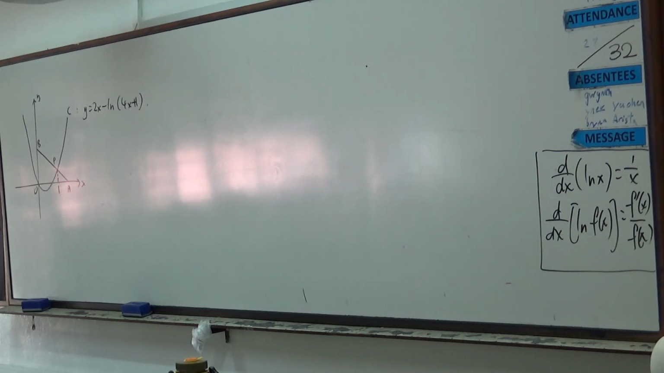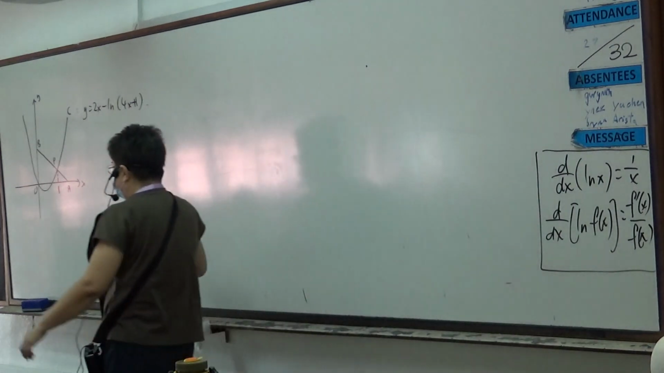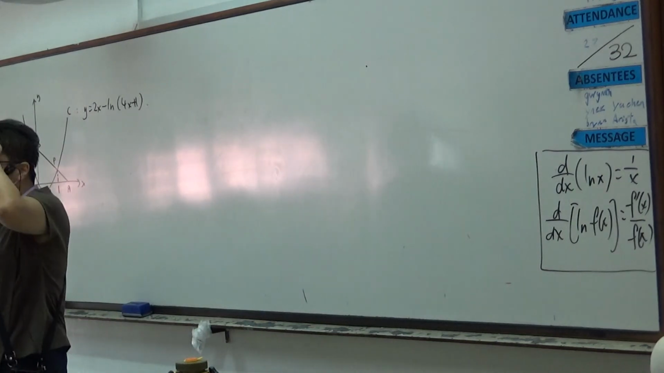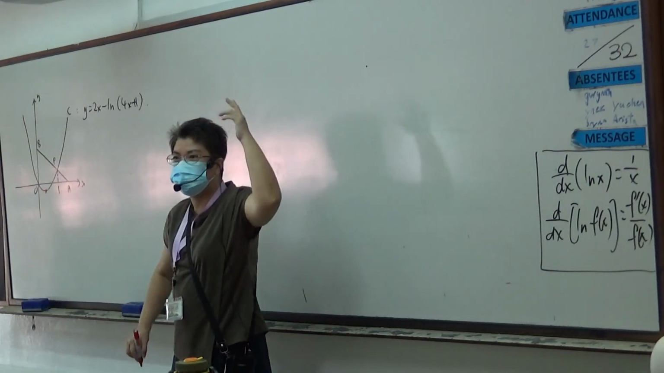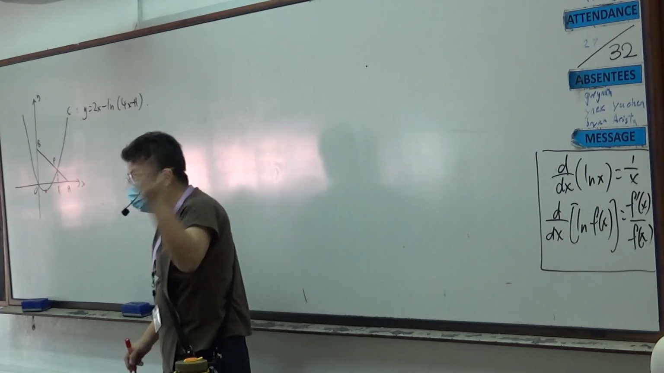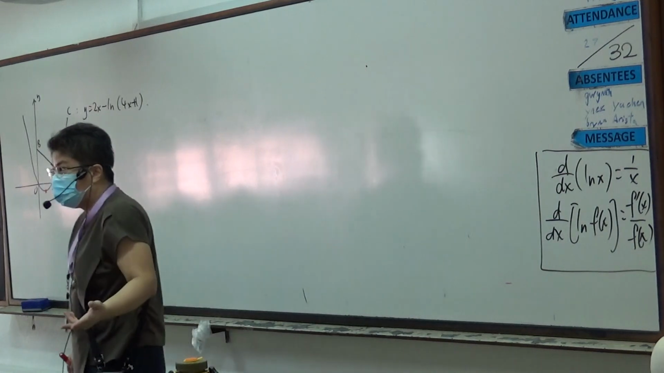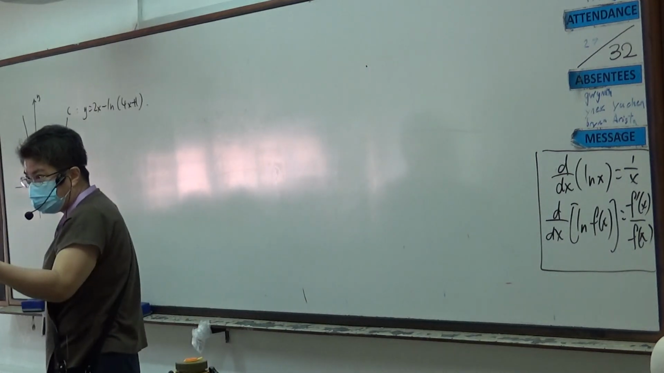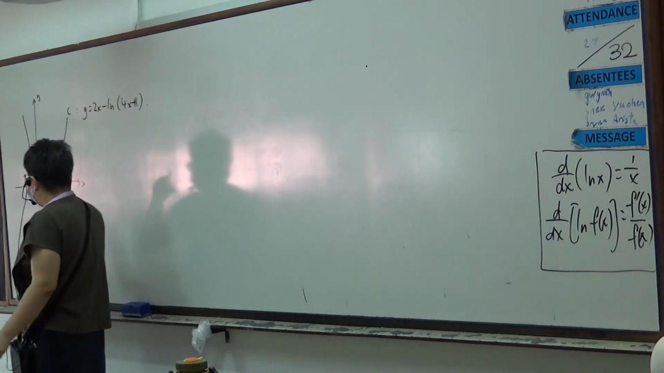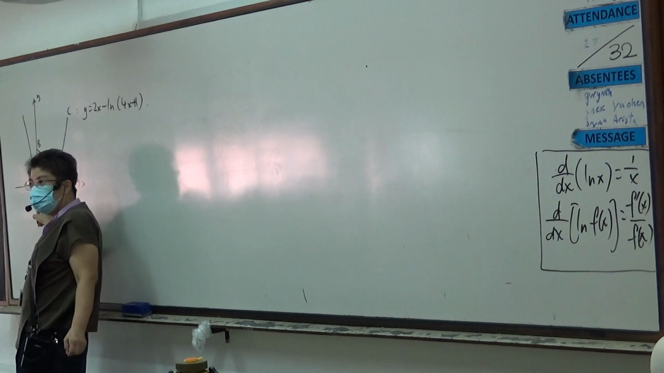Find the exact coordinates of the minimum point of C. That means I want to find the exact coordinates. Now what do you mean by exact? When the question says exact, you either leave it in terms of pi, in terms of ln, or in terms of root. You don't go and put 3 significant figures. You understand? They want the exact. Everybody clear? Okay, what did they say? They want to find the coordinates of this minimum point, right?